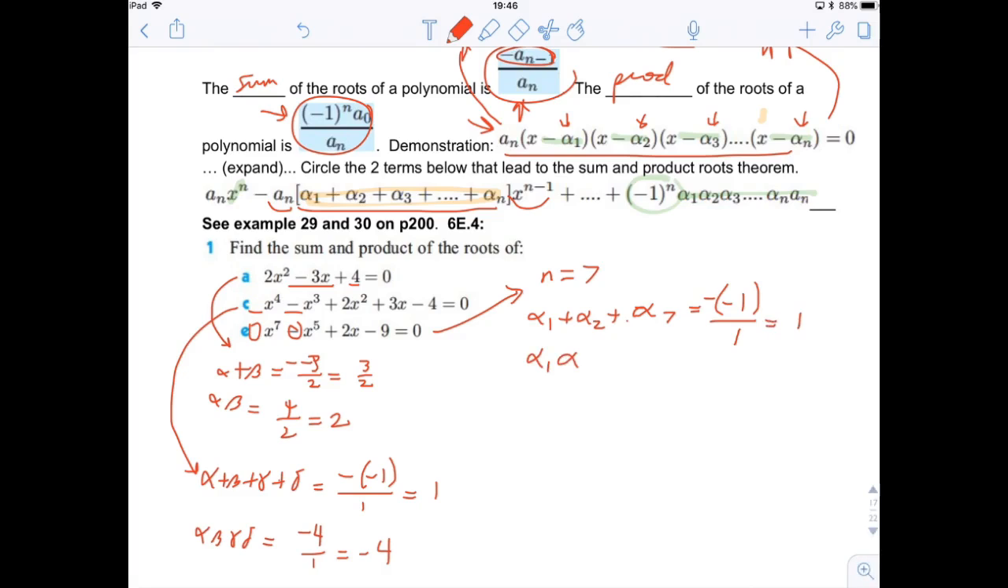And then if I multiply all the roots together, I get this formula, which is negative 1 to the 7th times a subscript 0, which is negative 9, divided by a subscript n, which is 1. So I end up with negative 1 times negative 9 divided by 1, which would be 9.